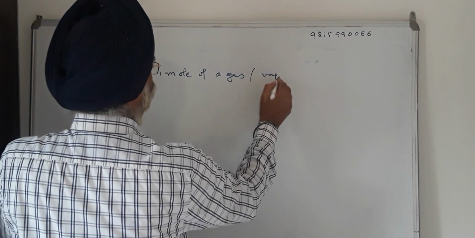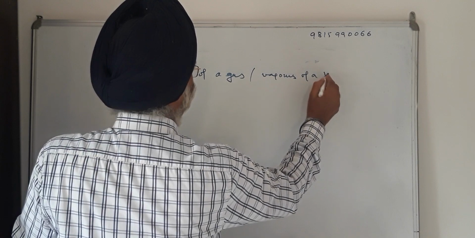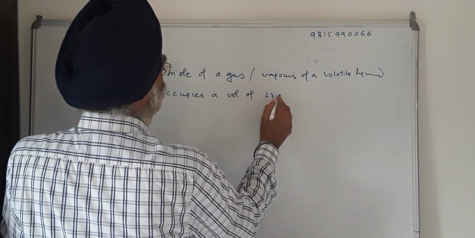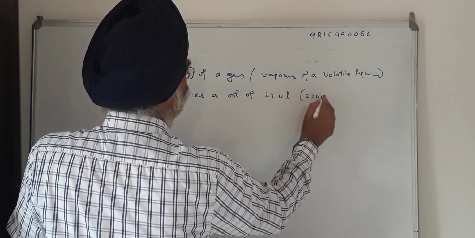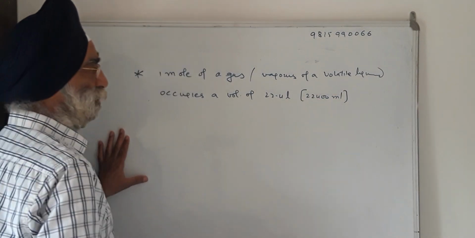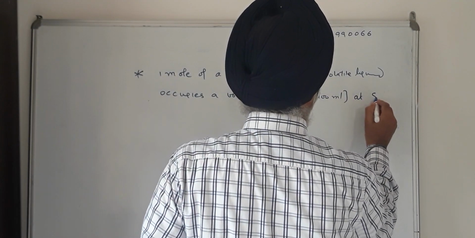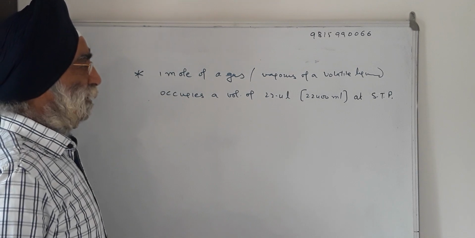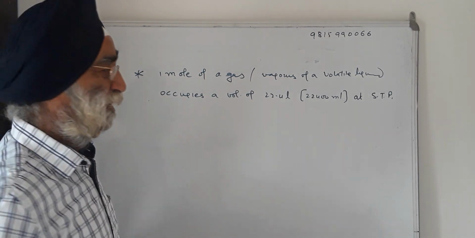And the statement is: 1 mole of a gas or vapors of a volatile liquid occupies a volume of 22.4 liters or 22400 milliliters. The condition is at STP, standard temperature and pressure, or NTP, normal temperature and pressure.